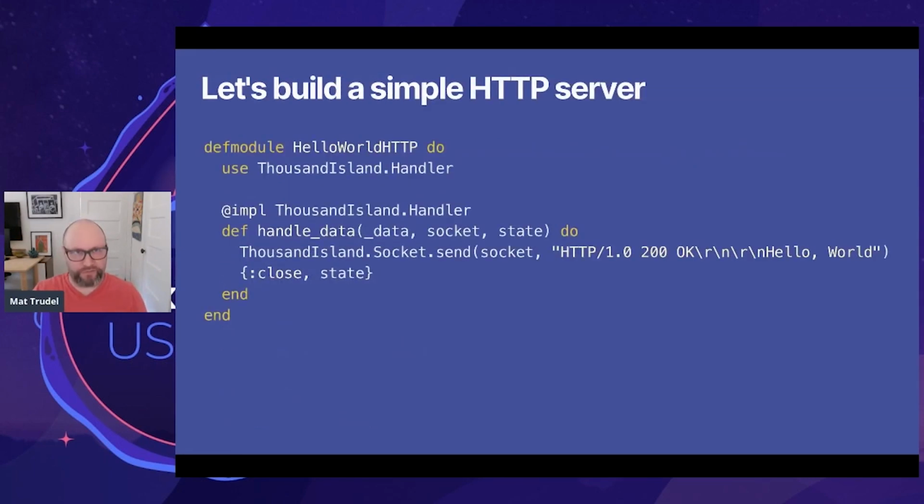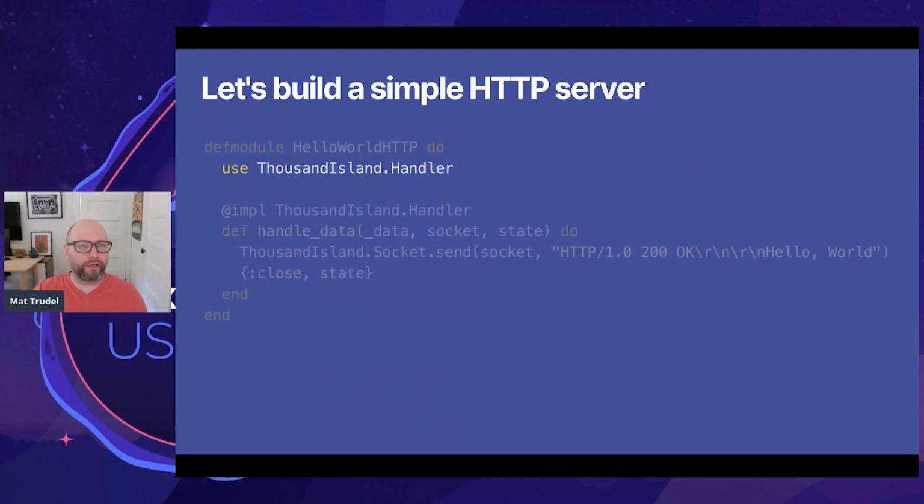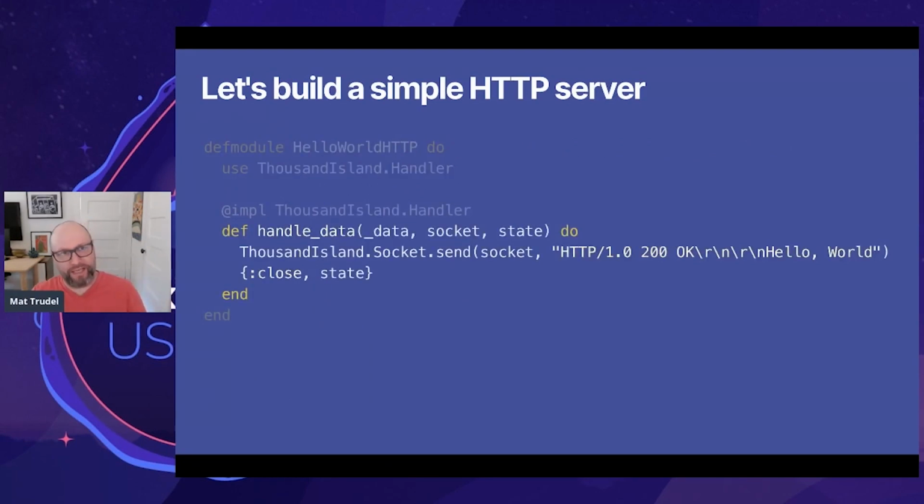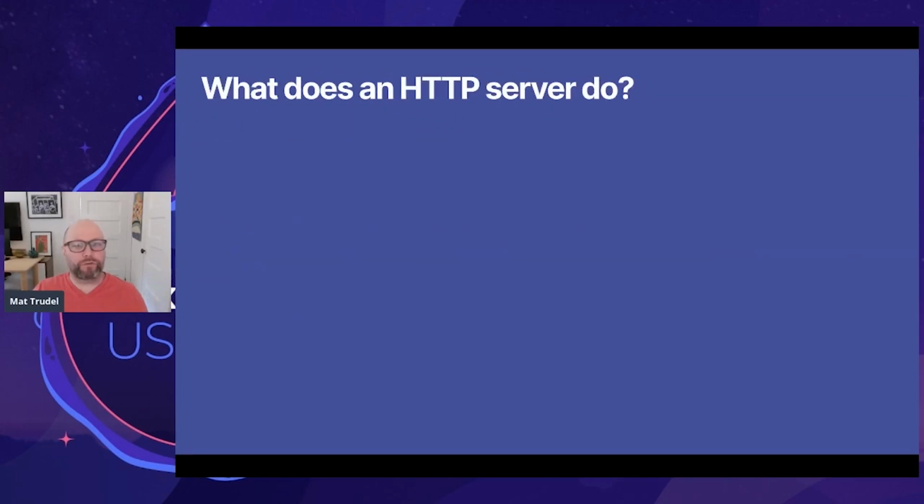So this is what a simple HTTP server would look like in Thousand Island. Once again, we use the Thousand Island.handler behavior. We implement the handle data function, except this time we ignore the data that's passed in because we're just going to send back a static 200 response code with a static body of hello world, and then we close the connection. This is a valid server. If you load this up in Chrome, you will see hello world. Chrome will not complain, but it's obviously not super useful.